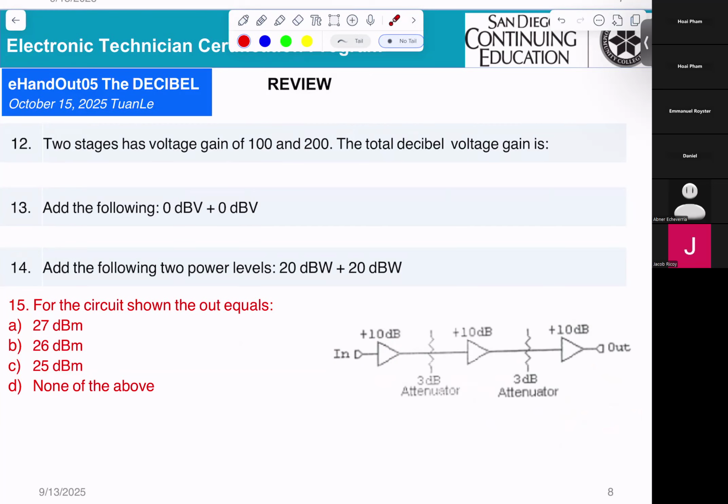So let's see. 10 dB, you lose 3, you get 7 dB. Adding to that 10, that means 17. Lose here, and you add a 7. Last time I already told you what the answer is. If you were here last meeting, what is the answer, A, B, C, D?